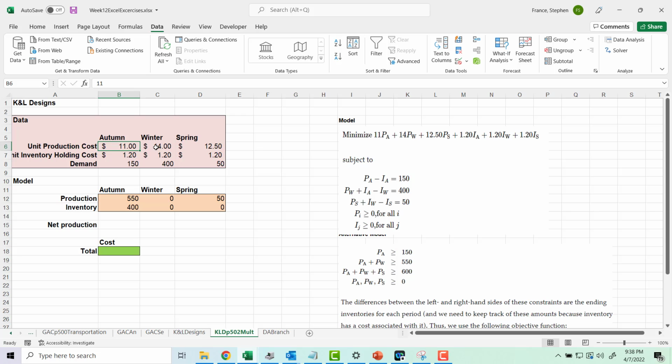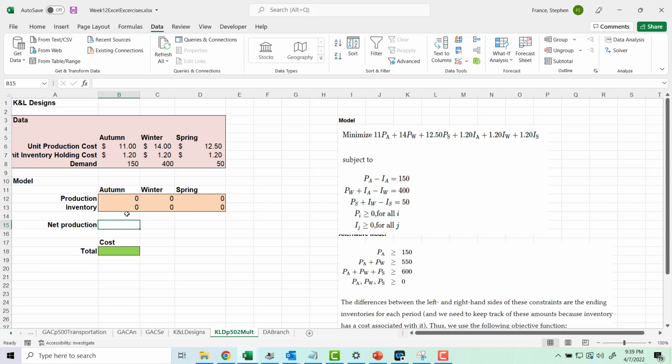And in each of these periods, we have a production cost. Energy prices are higher, I guess, in winter, so it costs more to produce in winter. We also have an inventory cost if we hold our inventory on to the next period. So let's just start off with all zeros. And the idea here, the model is to the right.